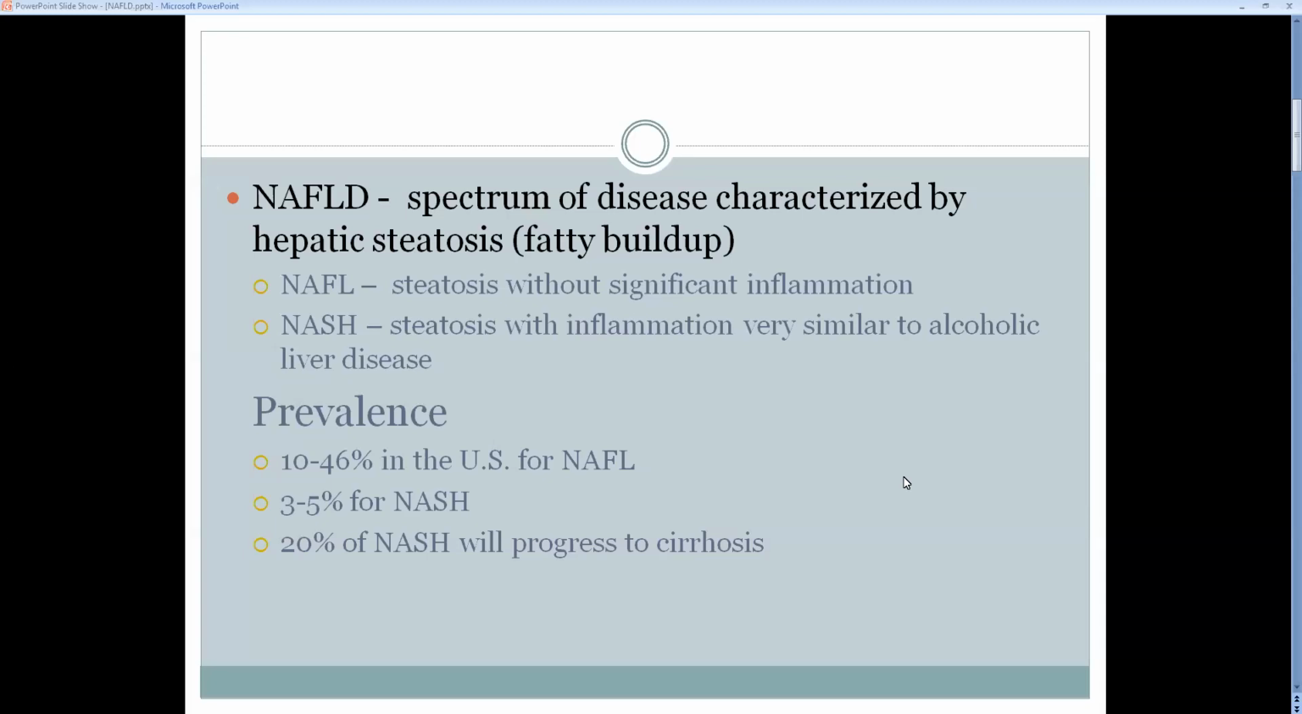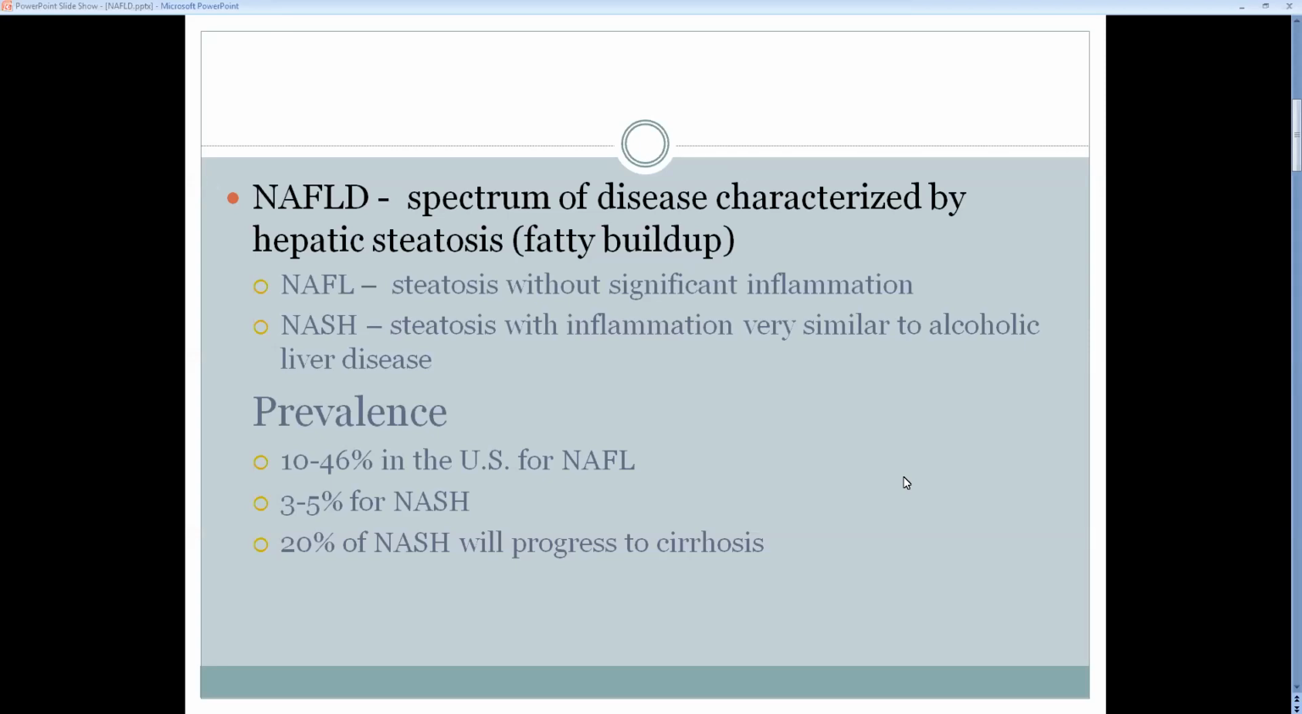So prevalence, as you may imagine, the prevalence of non-alcoholic fatty liver disease is quite high in the United States. Studies have put it between 10 and 46%, depending on the population, depending on the region, depending on ethnicity. 3 to 5% of these patients will likely have NASH, and then 20% of these patients who do have the NASH will progress to cirrhosis of the liver.